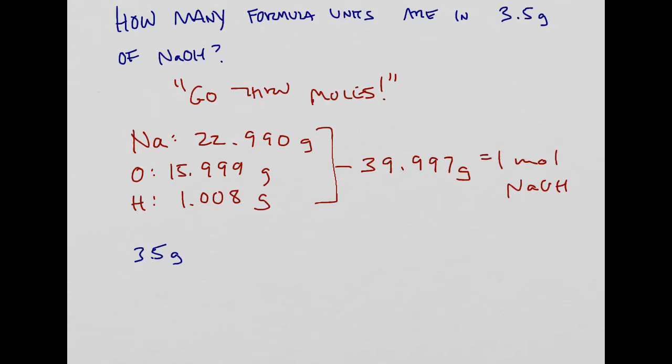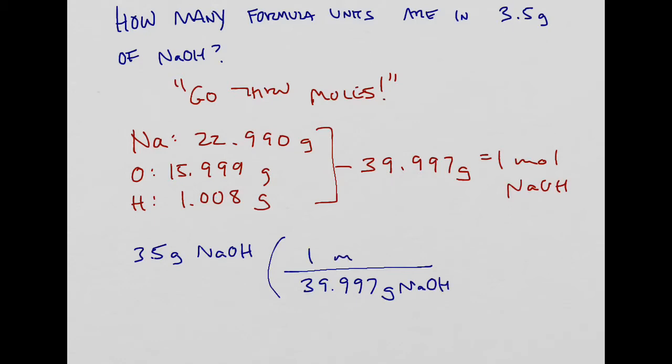Okay, 3.5 grams of sodium hydroxide. And since I need to figure out the number of moles, I need to have my molar mass in the denominator here so that the grams of sodium hydroxide will disappear. And for my equivalency, I have to say 1 mole of sodium hydroxide.